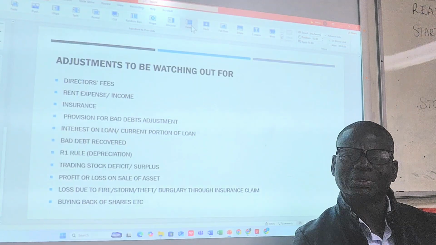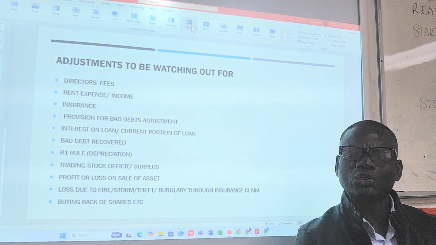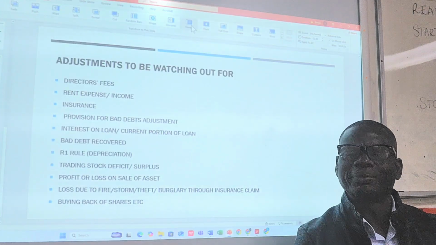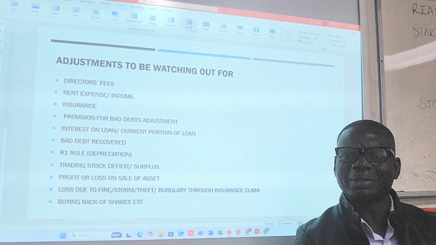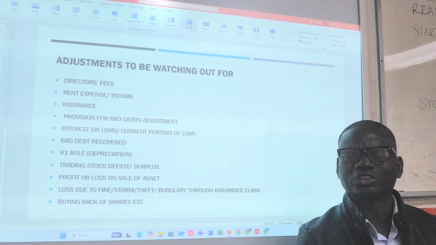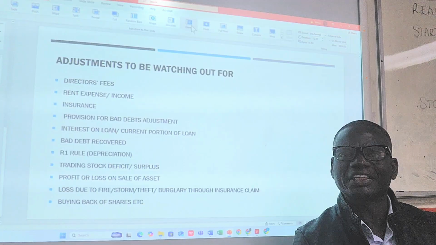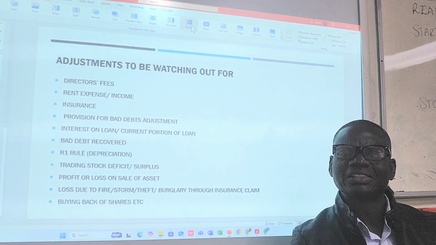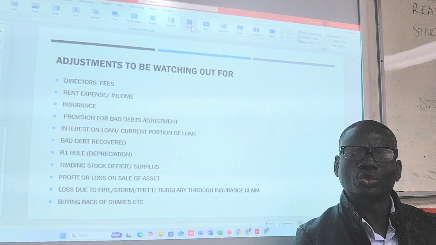Provision for bad debt adjustment. This is very interesting and very tricky, because of the way they will give you the question. Bad debt will be there, but there might be another thing that affects the debtors' control that you have to adjust first. You can now adjust the provision to know whether the provision has reduced or increased. If you can do all this nicely, you balance it, then you'll be so good at it.